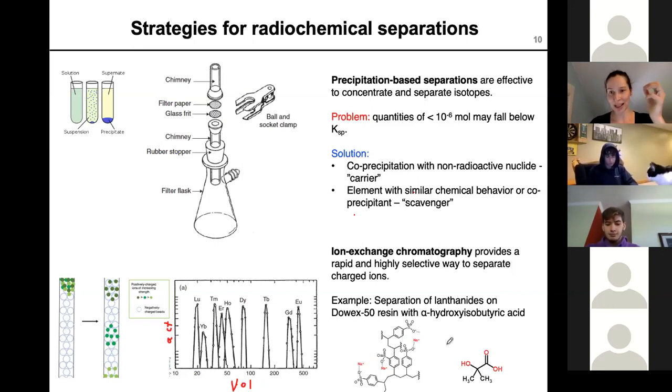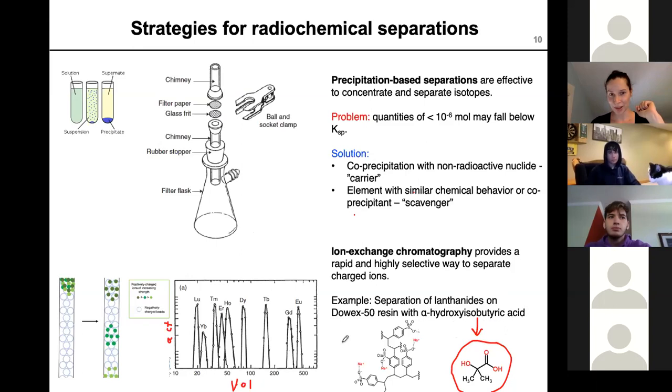Now, when you introduce a weak bidentate ligand, which you can see here, alpha-hydroxyisobutyric acid, into the sample, you're going to see a binding preference of this bidentate ligand to the lanthanides over the resin binding. So this is the preferred ligand over the resin, which is the less preferred ligand. As soon as this binding occurs, we start to see an elution that, depending on the size of the lanthanide, will occur at different volumes of mobile phase containing this bidentate ligand. Okay, so this is ion exchange chromatography. It works nicely on a macro scale, and it works just as well on a pico scale for radiochemical purifications.